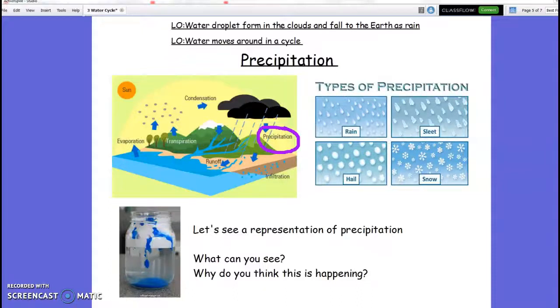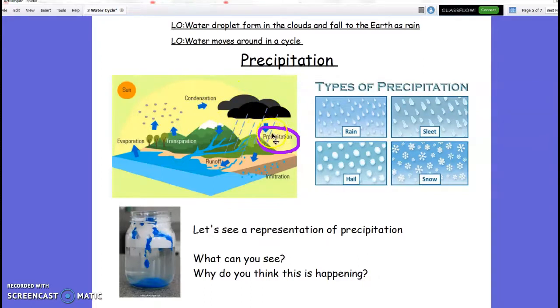So Year 5, this is the second half of your water cycle science lesson. This particular lesson, we're going to be looking at different elements of the water cycle. We're going to be looking at how clouds are formed through condensation, and we're going to be looking at precipitation.